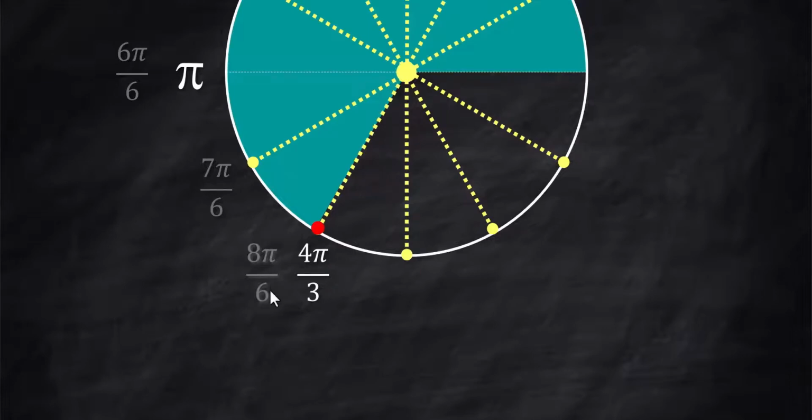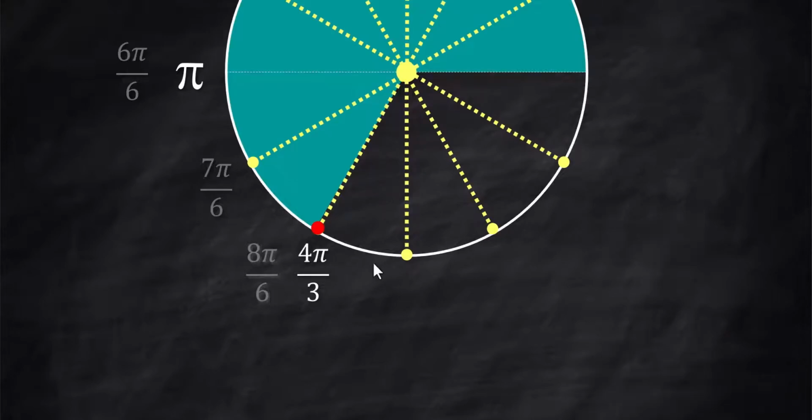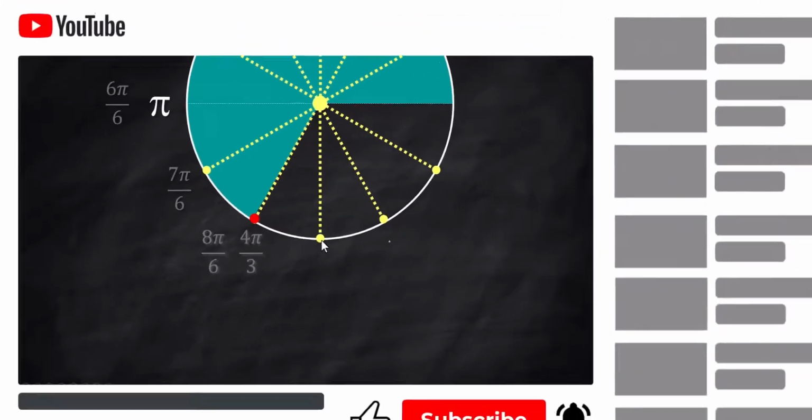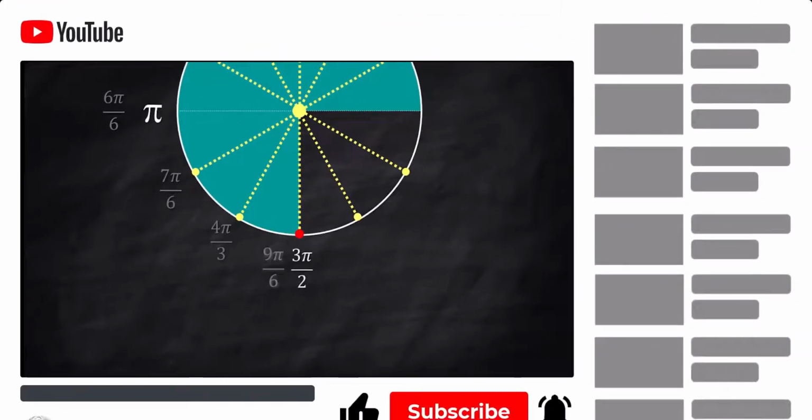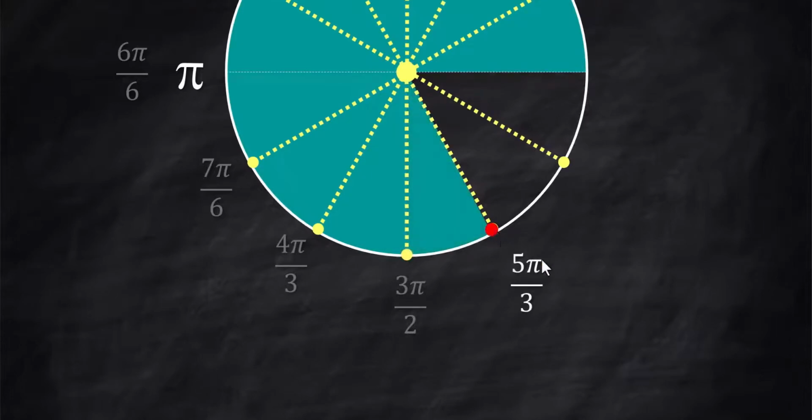I hope you are seeing the easy way to remember this. You just set it up in the sixes and you count. So the next one would be 9 pi over 6, and that reduces to 3 pi over 2. We already met that point before, but now it still works. You can just count up by the sixes and you're going to end up with 3 pi over 2. So the next one should be 10 pi over 6, which reduces to 5 pi over 3.